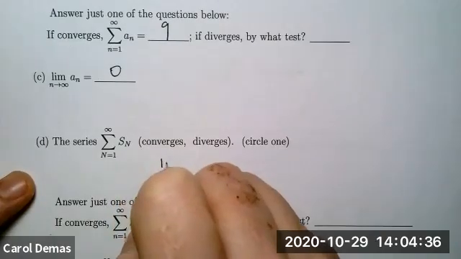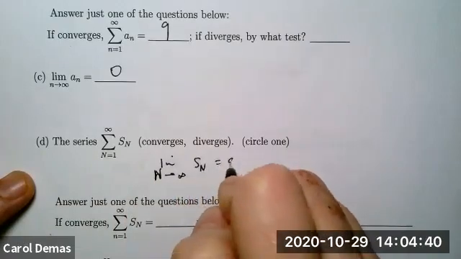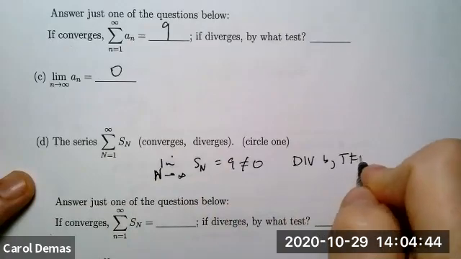Diverges. That diverges by the test for divergence. Since the limit as n goes to infinity of s sub n is not equal to 0, it diverges by the test for divergence. Okay.